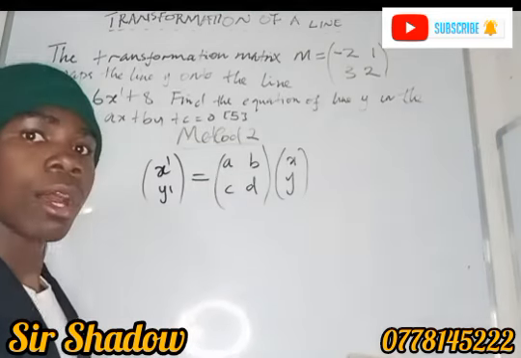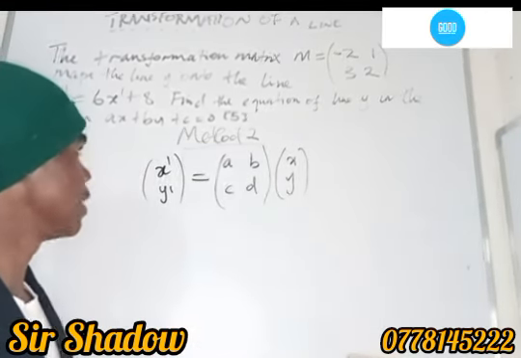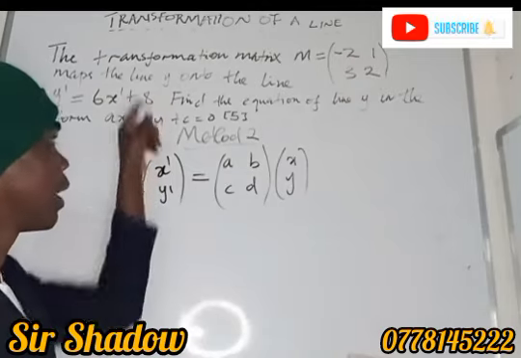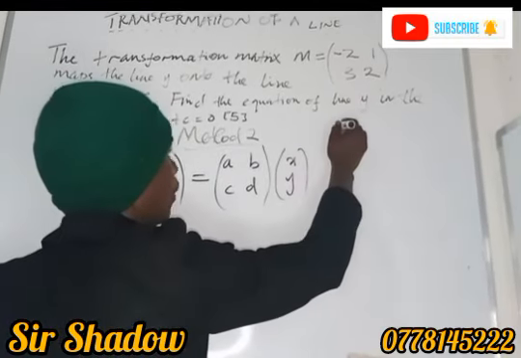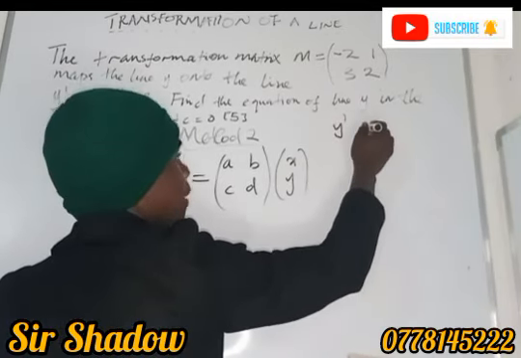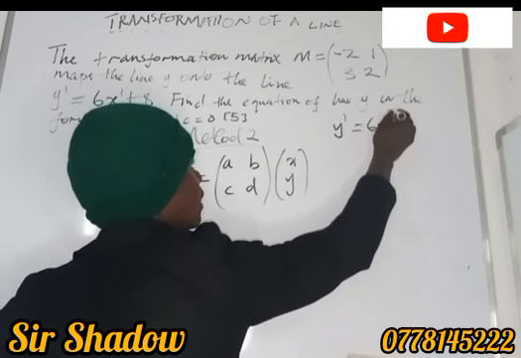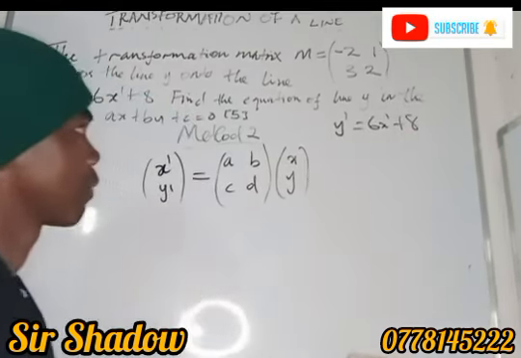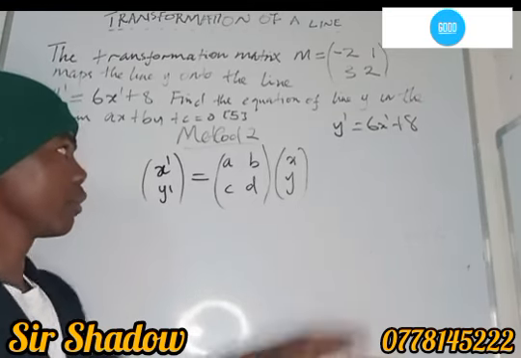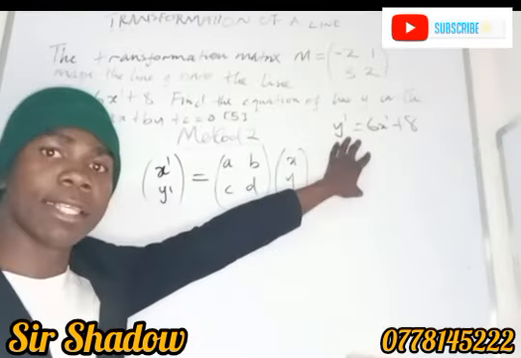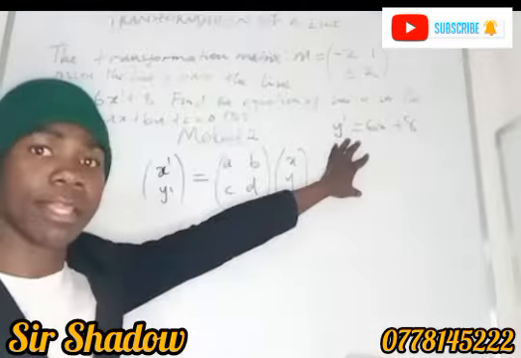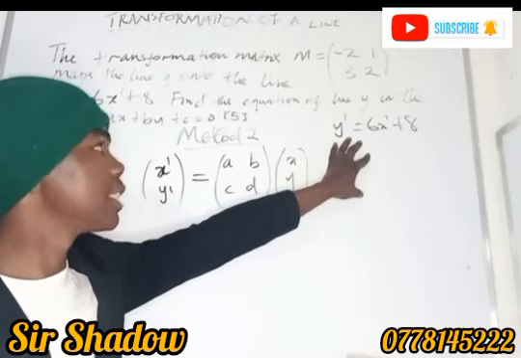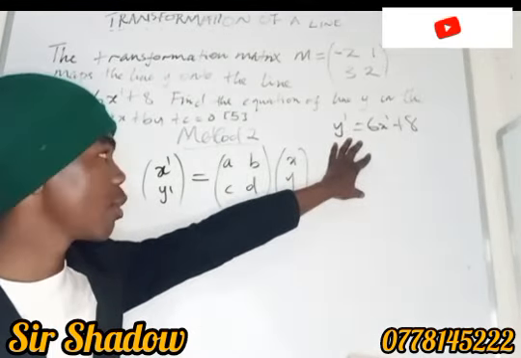Then we also have to find the general points from the equation of the line given. We are given Y prime is equal to 6X prime plus 8. So we have to find the general coordinates of the image. How do we find the image general coordinates?